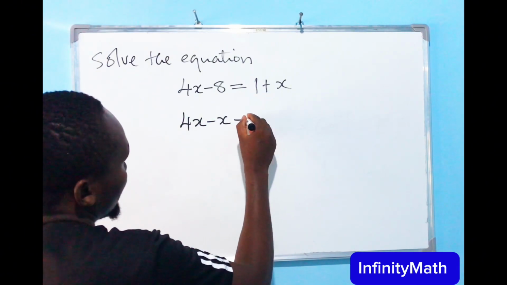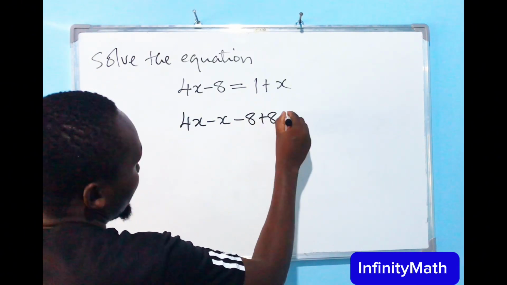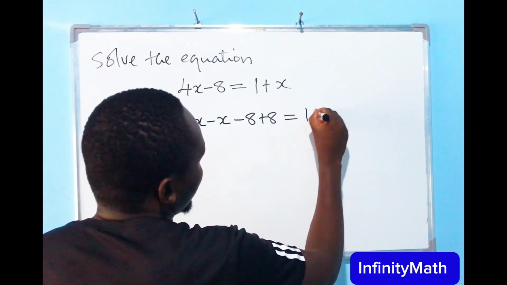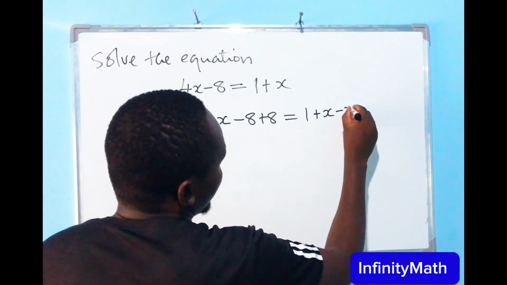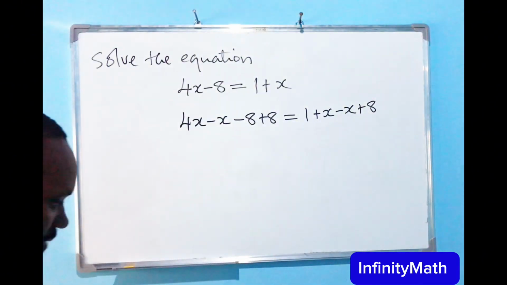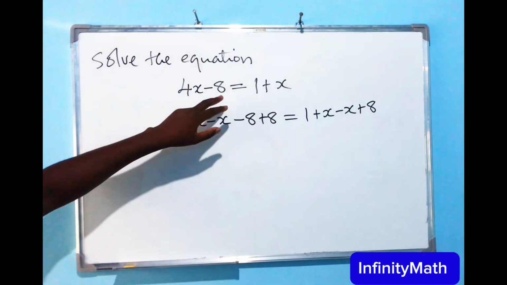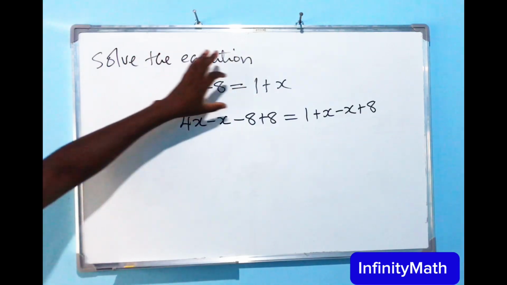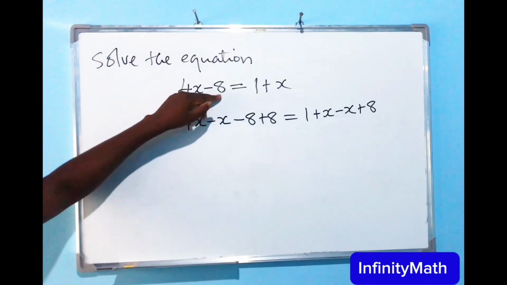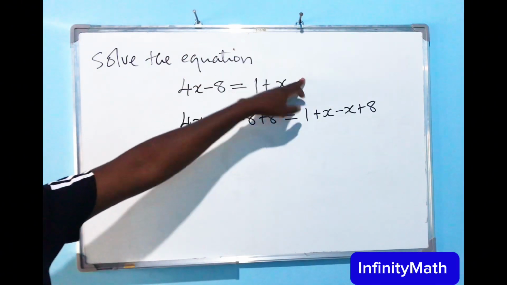minus 8 plus 8 equal to 1 plus x minus x plus 8. So what we have done basically here is just to introduce the additive inverse, because we are collecting the like terms and putting them to the side where they are required. We have added the additive inverse of negative 8 because we want 8 to go to the other side.